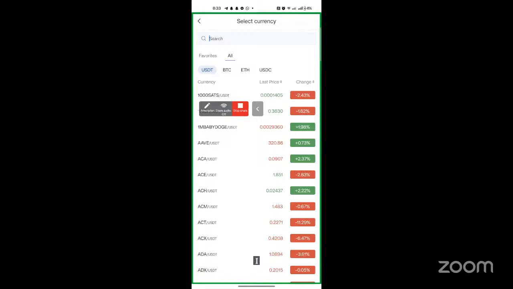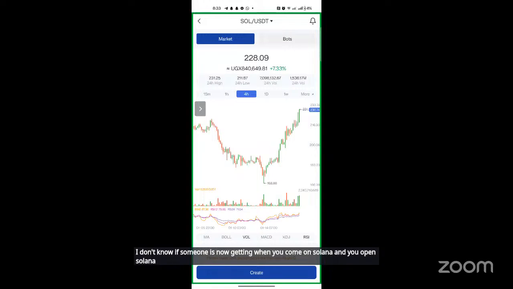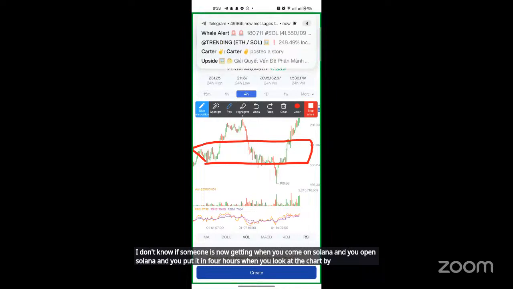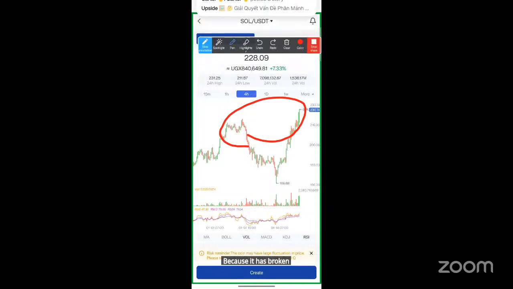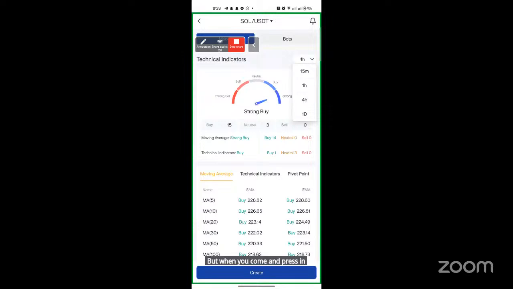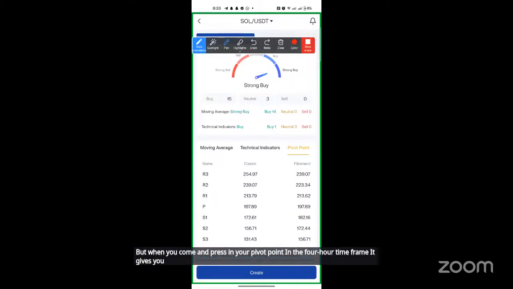Then when you come to Solana and open it in the 4-hour, by just looking at the chart you can run away, because it has broken all your highs where you wanted to make your entry. But when you press the pivot point in the 4-hour time frame, it gives you a very straight insight that the coin has not yet reached resistance 2, which says there is high business for you.